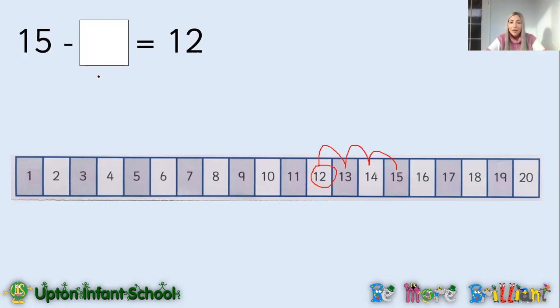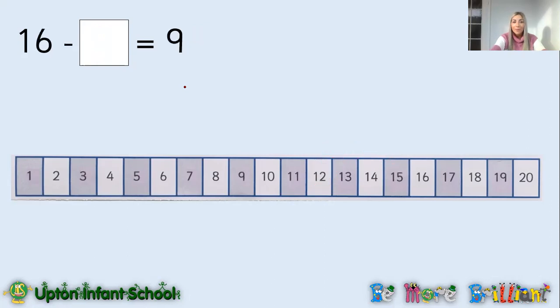This time, I'm going to count how many jumps I have done. So I have done 1, 2, 3. I have done 3 jumps backwards. So I know that 15 take away 3 equals 12. So there were 15 cars, 3 of them drove away, and I was left with 12.